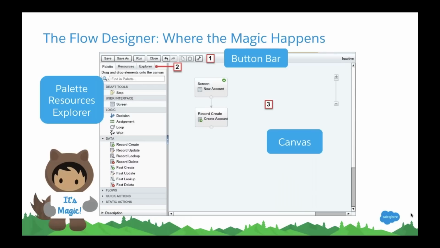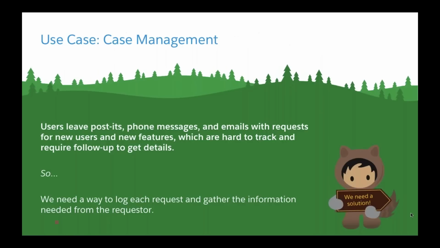So this is what the Flow Designer looks like, and we're going to see this in the demo as soon as we get going with Mark and Brian here in just a minute. We've got a button bar at the top. This is giving you just a little orientation. Then we're going to have a palette and resources and explorer here on the left-hand side. And in the center, we've got the canvas. This is where we're going to be actually building our flow.